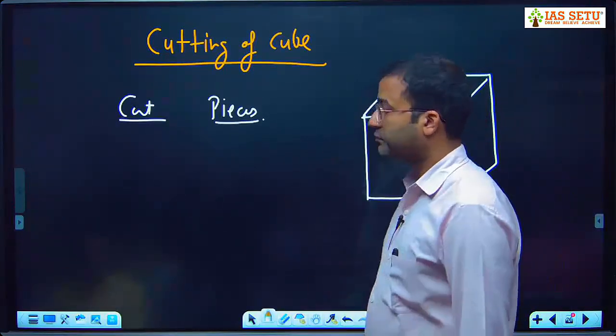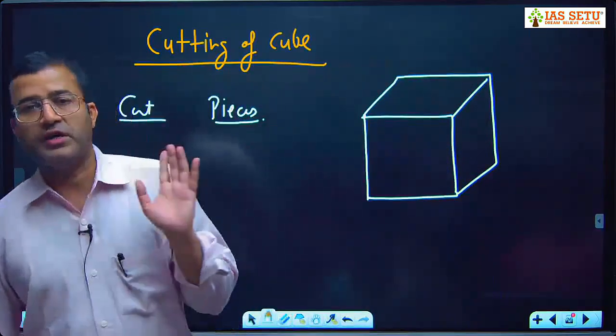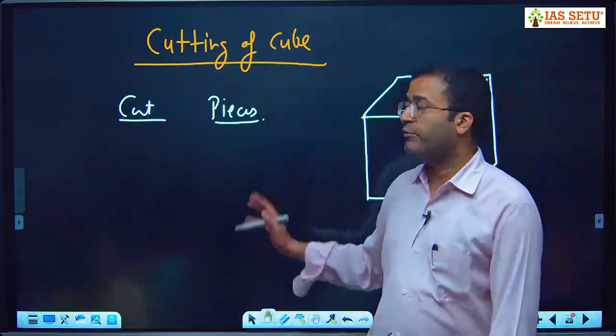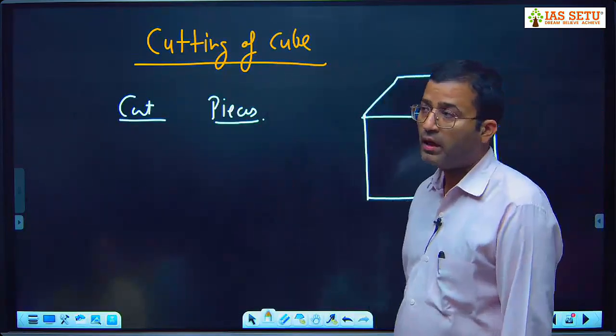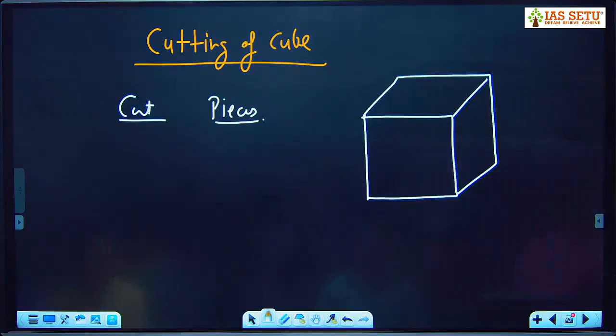Now here, cut and pieces. First I use only one axis. एक ही axis पे cut लगाऊंगा and then we will see how many pieces will be there. Like maybe for example I use x axis here.